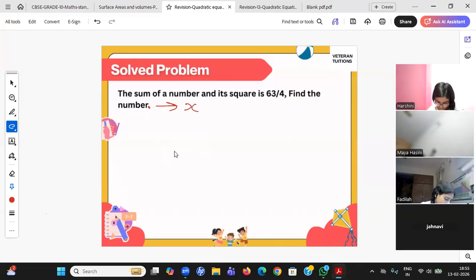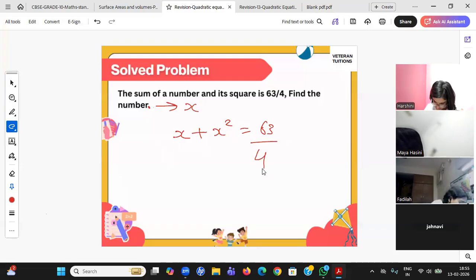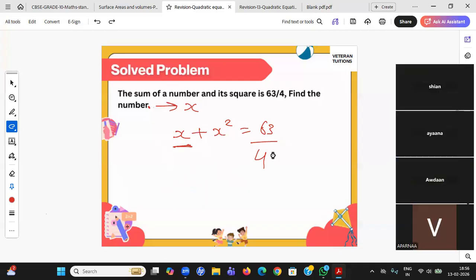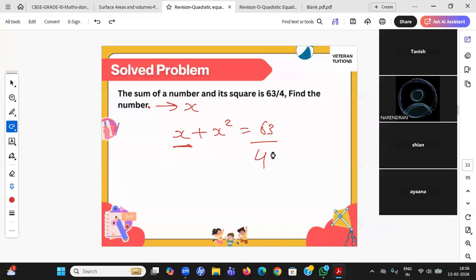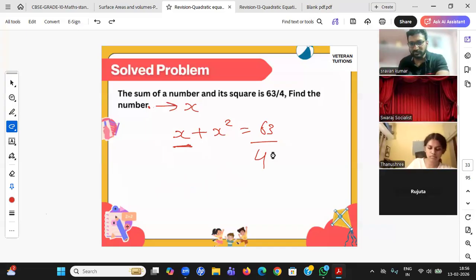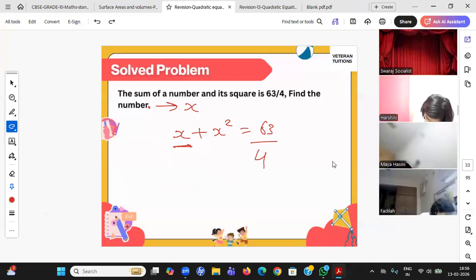Now you give me the English to mathematical statement. So x plus x square is equal to 63 by 4. That's all. The sum of a number: sum means plus, number means I took x, and its square means the number squared, equal to 63 by 4. Understood?